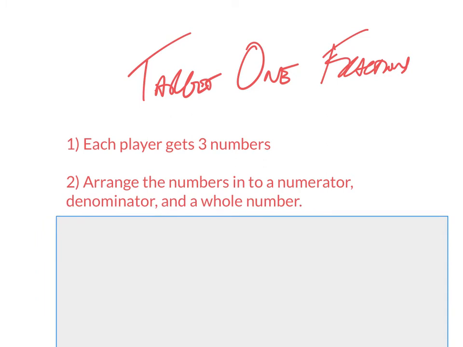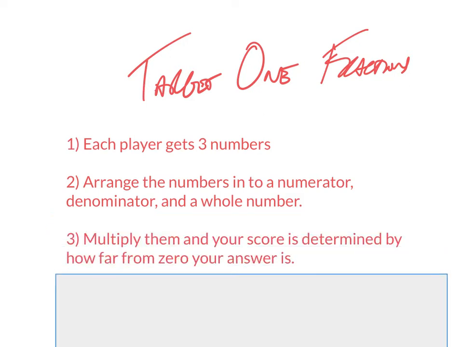So those two will pair up to make a fraction. And then the third one will be a whole number on the other side. You're going to multiply those two together. So whole number times the fraction. And then the score is determined by how far from zero your answer is.